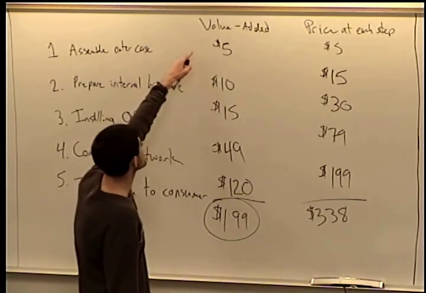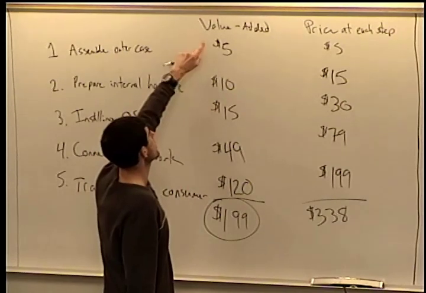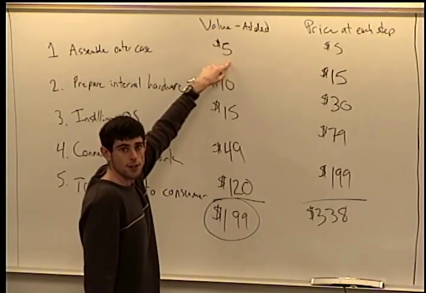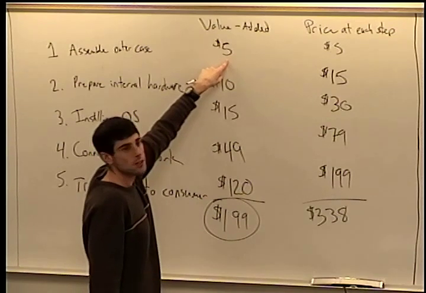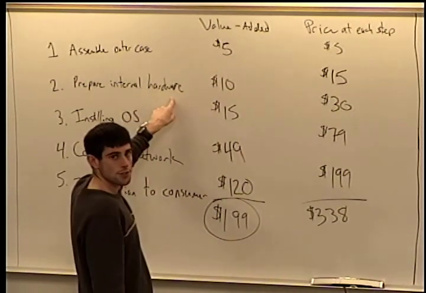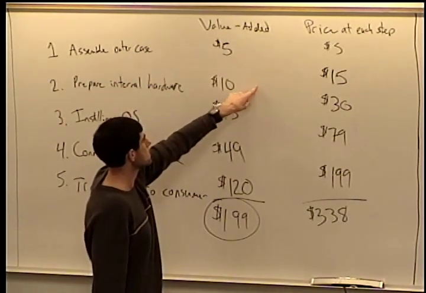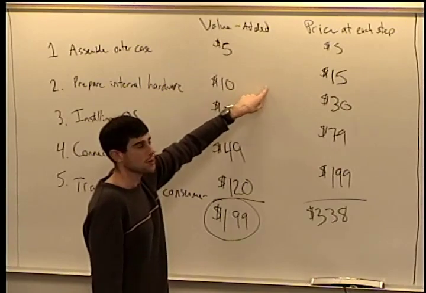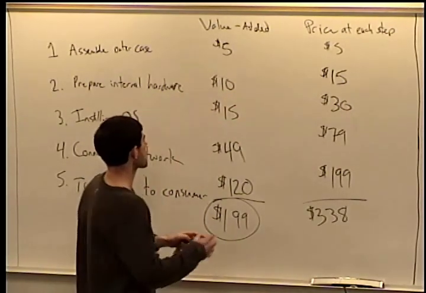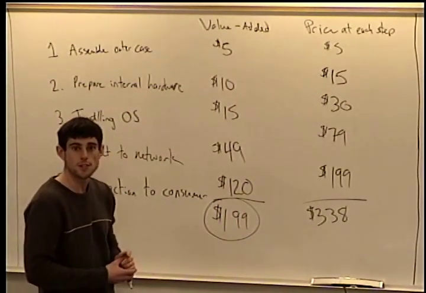Or what we can do is we can take the value added at each step. So if we produced 10 outer cases and we added $5 in value to that outer case, that would be $50. 10 internal hardware, so 10 computer chips plus the assembly case, gets us to 10 times 10, which is $100 in value added by producing the internal hardware. And so if we took all of that, it would equal the value of the final good and service.